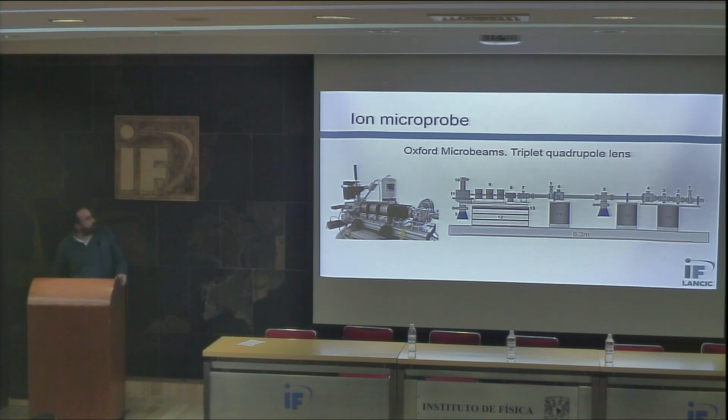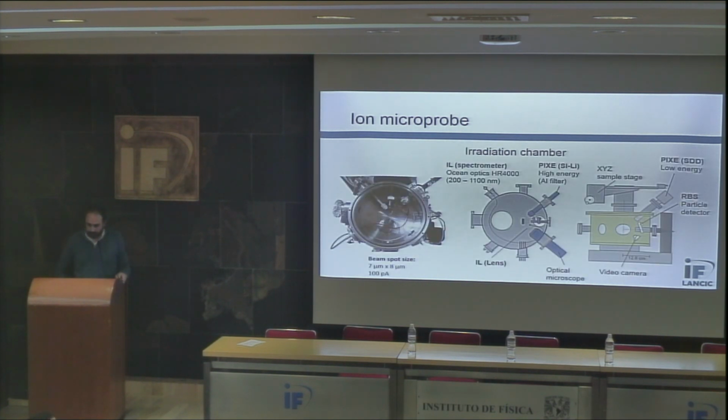And well, then we have the ion microprobe, which was built based on an Oxford microbeam model using the triplet lens pattern with 3 quadruple lenses. Most of the design was following their own design, but the analysis chamber was designed in the Physics Institute, and it was built quite large compared to other analysis chambers or irradiation chambers, and it allows us to have 2 detectors for PIXE, also to have a light element detector and a heavy element detector using an aluminum filter.